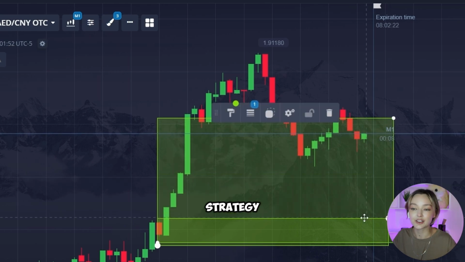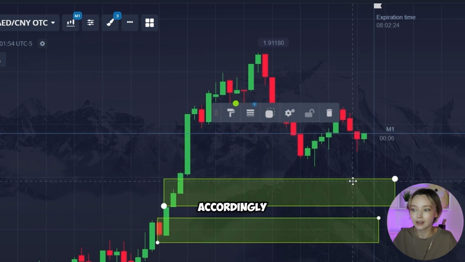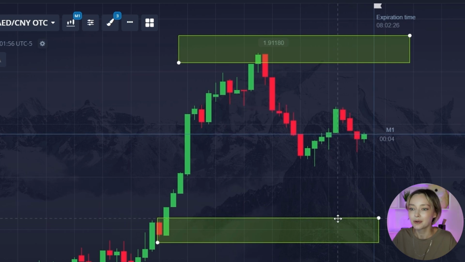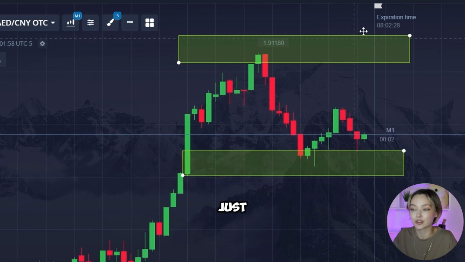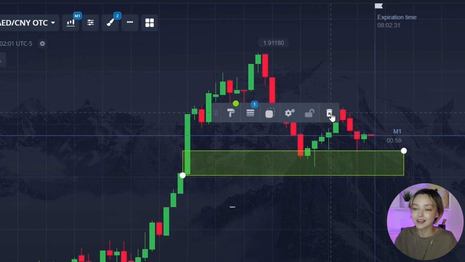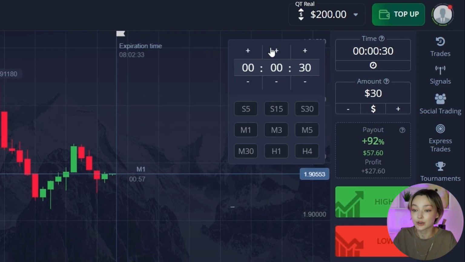Speaking of which, our strategy today implies highlighting the levels and trading accordingly, along with using basic logic. Obviously, we're going to be looking for points the price may bounce off of, such as support and resistance levels. This way we can locate 2 rectangles and determine the levels of resistance and support.